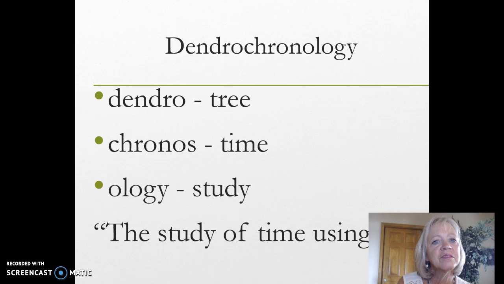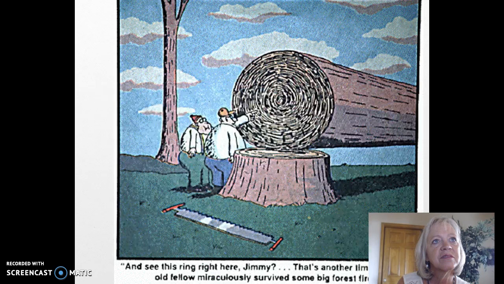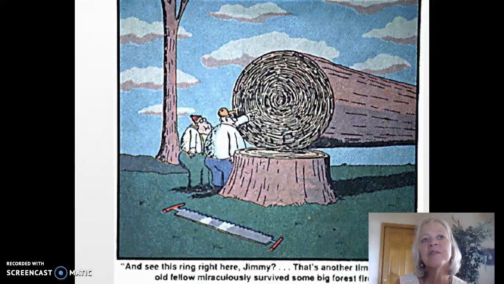First of all, there's a silly joke here. It says, and see this ring right here, Jimmy? That's another time when the old fellow miraculously survived some big forest fire. So just like our life is a series of rings, which we're going to do an activity in class about, the tree tells us a story about when certain events happen, from climate to fire to drought to rain. And the only thing that's funny about this is they killed the tree here to figure out what was going on with the tree. So we don't have to do that.